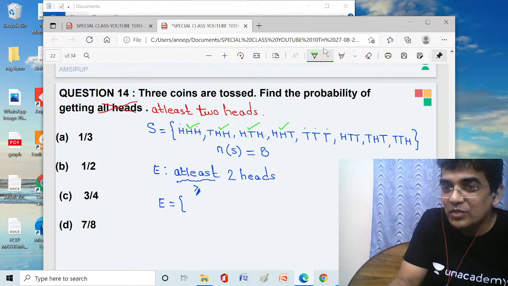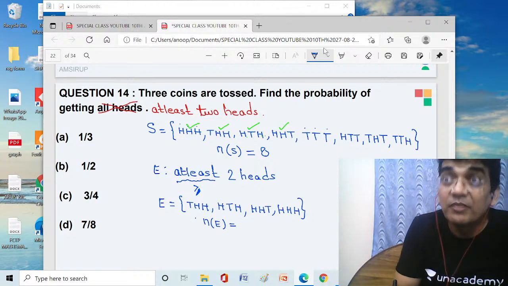So this is called the sample space for the event. Now we will write the cardinal number of the sample space. Sorry, this is favorable outcomes, that is 4. We have got NS, we have got NE. Now that's the formula. You know the formula for probability?